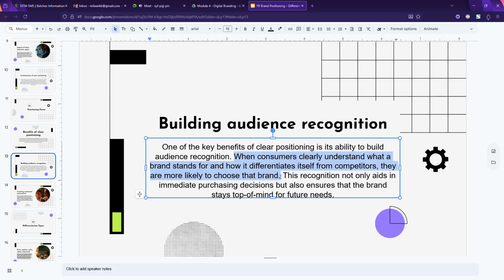Beast's content, and they clearly understand what that brand stands for, and he has also been able to clearly communicate it to his audience, and how it differentiates himself from those competitors. This recognition not only aids in immediate purchasing decisions, but also ensures that the brand stays top of mind for future needs. This is also true when we are creating any product or service, in the example of that gym, the MMA exercise club, or that baby product, or that NGO.